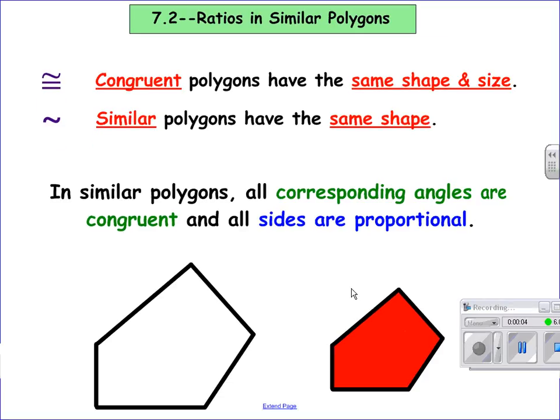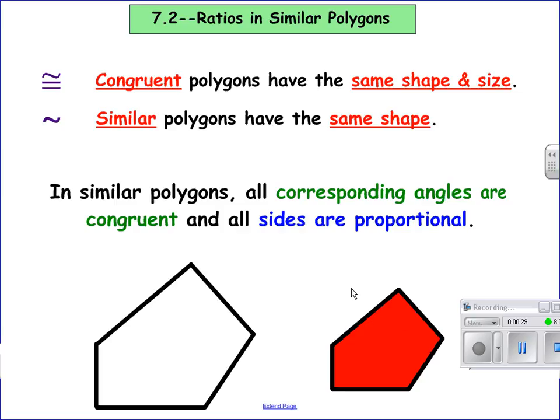So today we're going to talk about ratios in similar polygons. We're going to be able to tell the difference between congruent, so two figures are congruent if they have the same shape and size, versus similar if they have just the same shape. Okay? In similar polygons, what we want you to be able to do is justify mathematically that two shapes are similar.